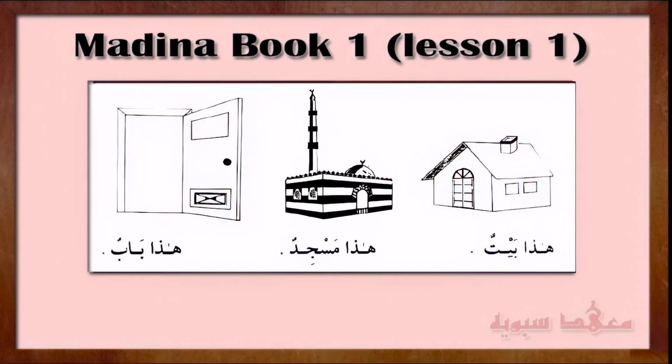So we come to the first three jumla ismiyas, or nominal sentences, which is composed of a mubtada, hadha, and then the word following it will be the khabar. So the mubtada usually is definite, and the khabar usually is indefinite. So hadha baytun, this is a house.